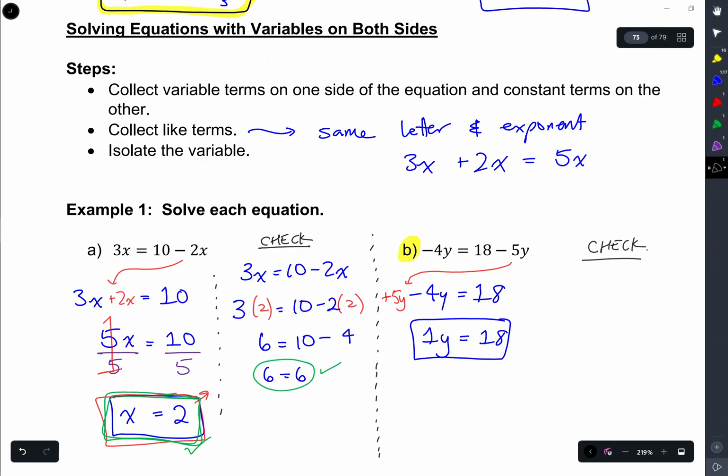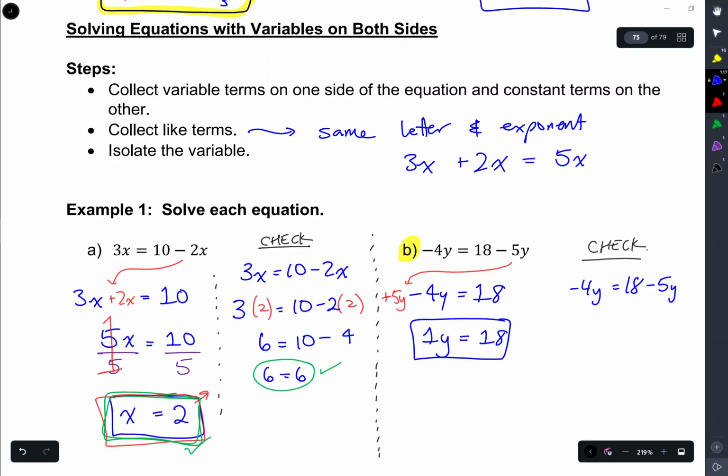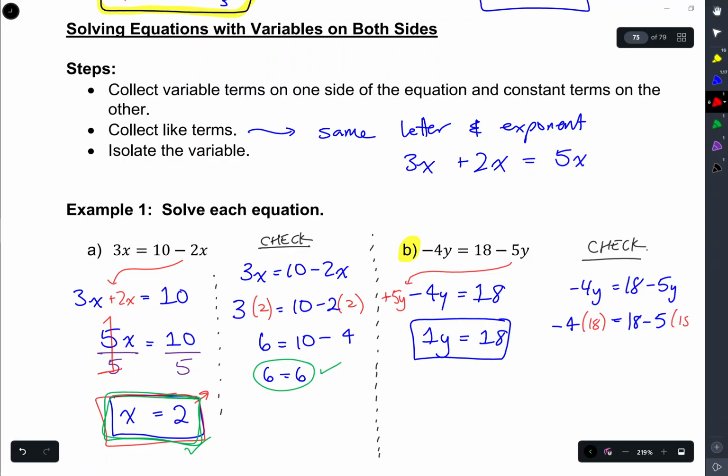So again, let's do a check. Let's see if that works out. So we take the original equation, negative 4 times y equals 18 minus 5 times y. Where we see the y, we're going to sub in 18. So we have negative 4. That y, we're going to sub in 18. We'll keep our equal sign, we'll keep this other 18, we'll keep the negative and the 5, and then here's our y is 18.